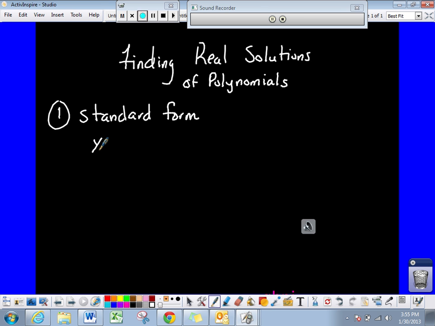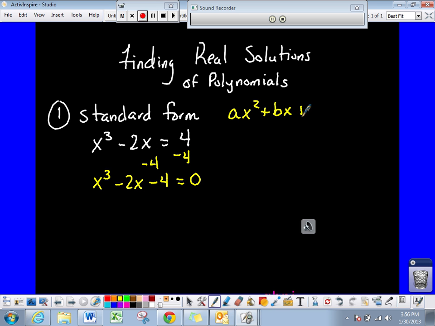For example, if I have x cubed minus 2x equals 4, is this standard form? No, because the 4 is over here on the right side and everything else is on the left side. So we want to bring this over, so we have to use our concepts of inverse operations. How are we going to take this 4 over to the other side? We're going to subtract 4. So we end up with x cubed minus 2x minus 4 equals 0. Standard form. Okay? So recall, standard form is just everything on one side of the equal sign, and it's set equal to 0.